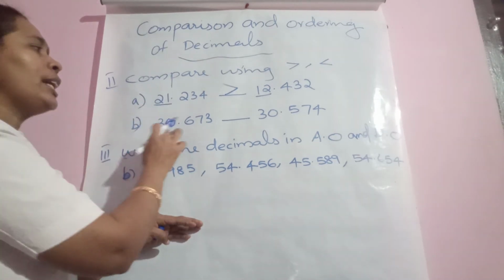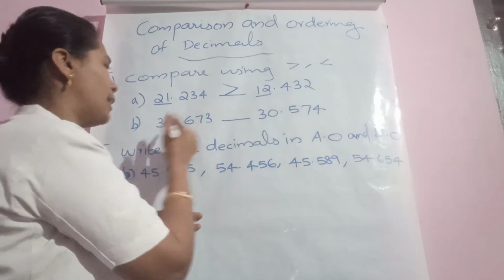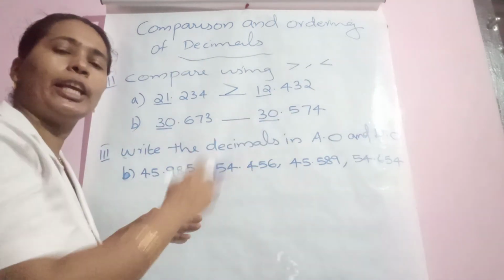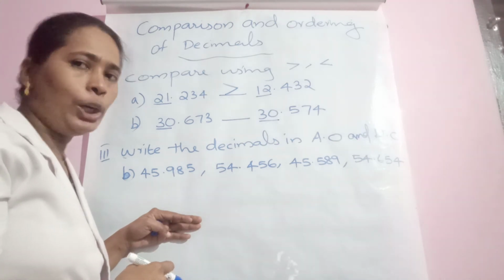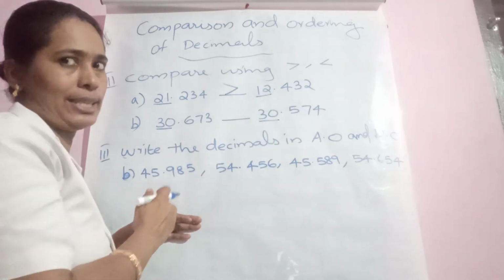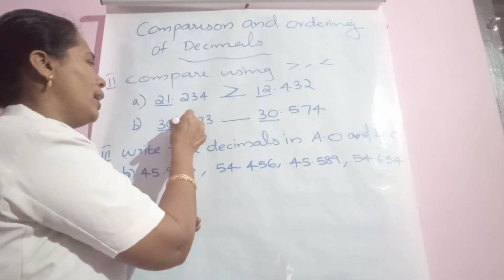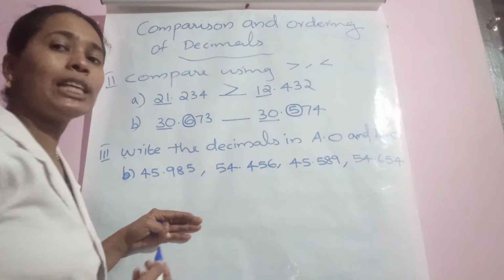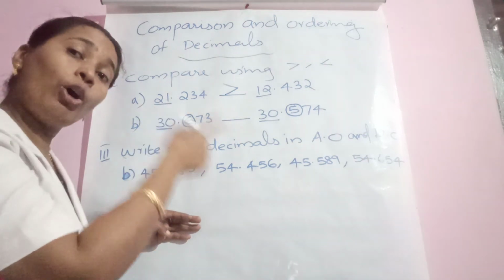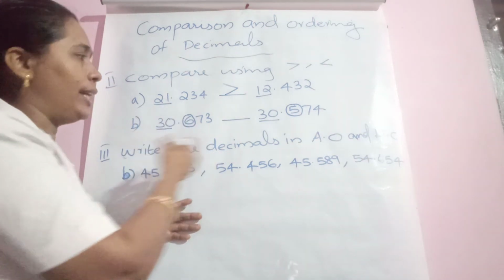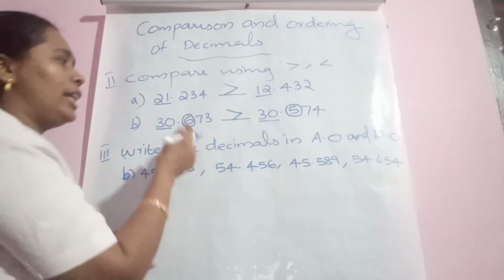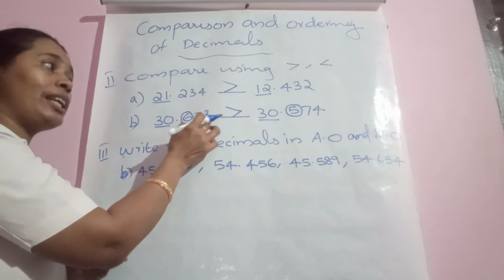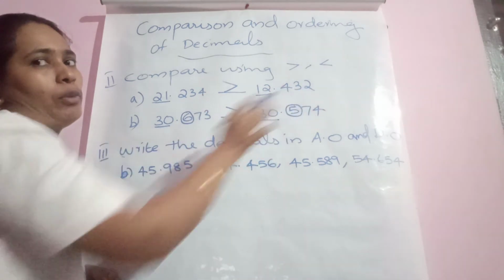Second question: 30.673, 30.572. Teacher told you to compare the whole number part. See, both are the same. So, is comparison possible? No. So, let us move to our decimal section. First digit, which one? 6. Here what is the digit? 5. Which is big among these two, 6 or 5? 6 is big. So we open the big side towards this number. This is big. That's why 30.673 is greater than 30.572.